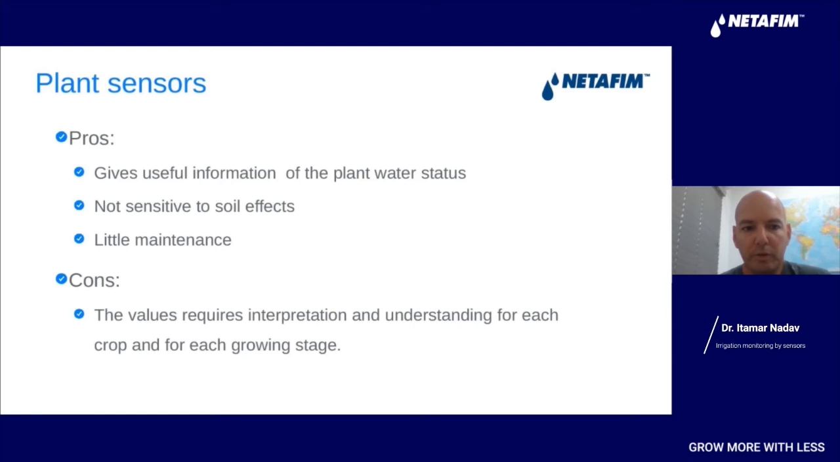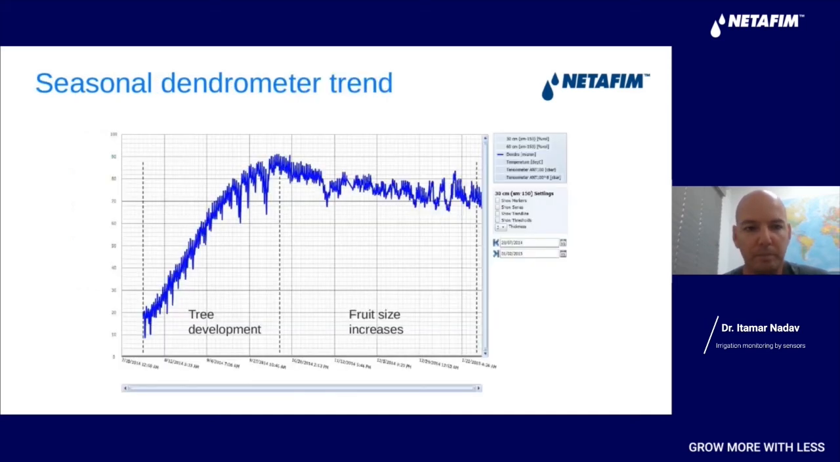So plant sensors are very useful and give a lot of information about the plant water status. It's not sensitive to any soil effect, and usually they have little maintenance. The problem with the plant sensors is that the values often require interpretation and understanding of the results for each one of the crops and each one of the growing stages. So you need to know how to interpret the results and how to manage your irrigation accordingly.